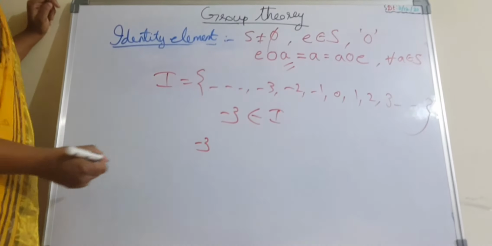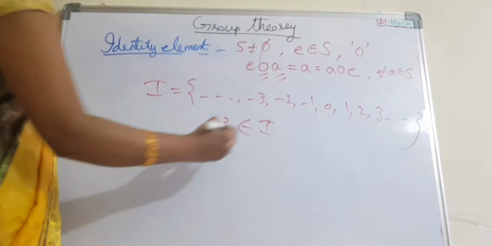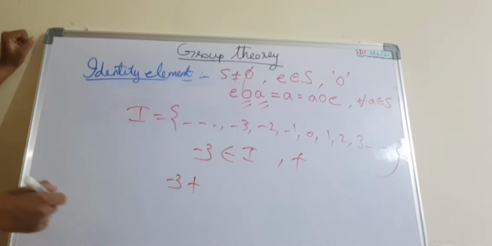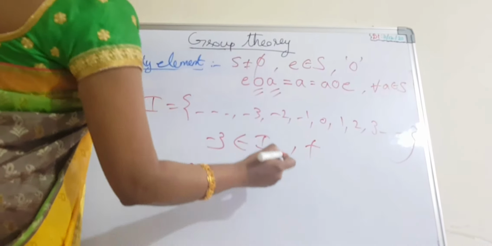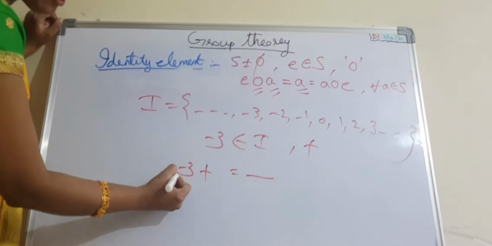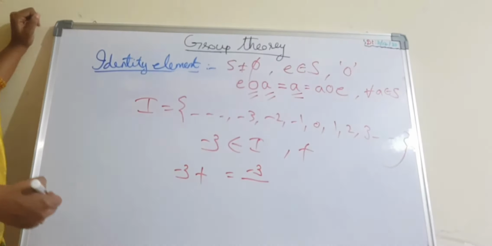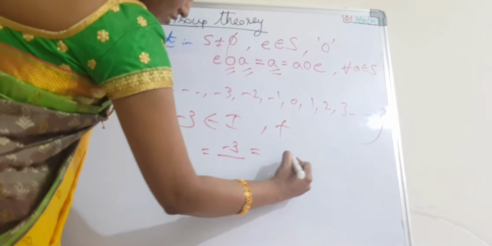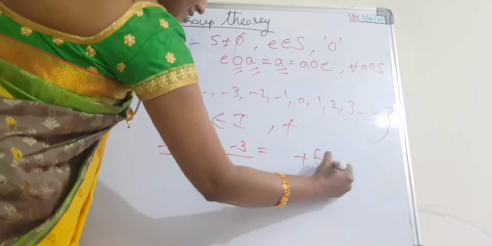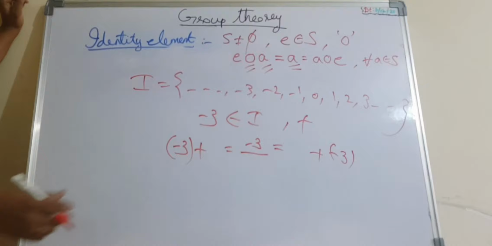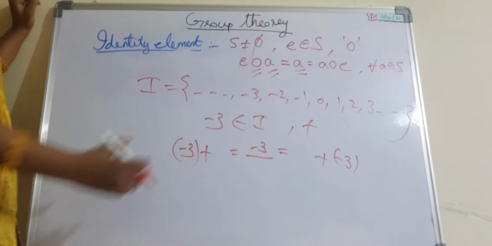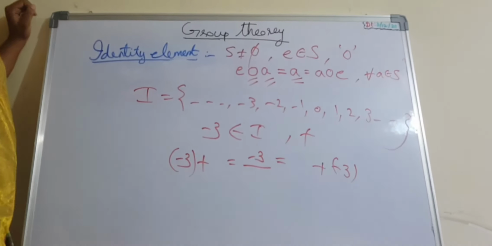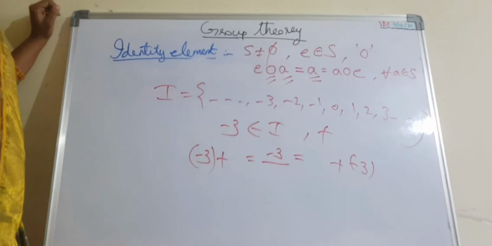-3. The operation we are taking can be plus or minus, any operation. -3 plus something is equal to, what will we get? The same element, -3. And next, something plus -3, what will we get? -3. The answer is -3. E circle A is equal to A circle E means you must get A only.